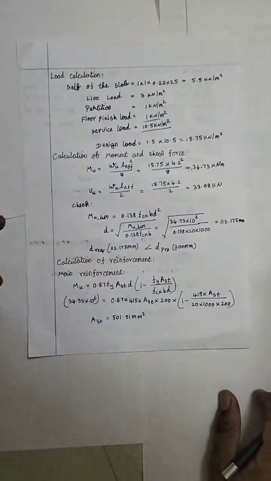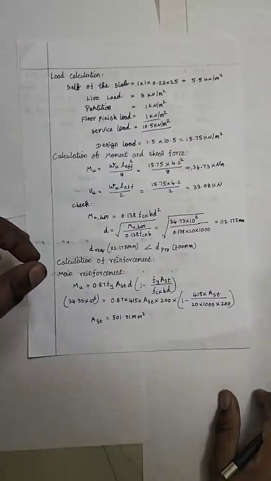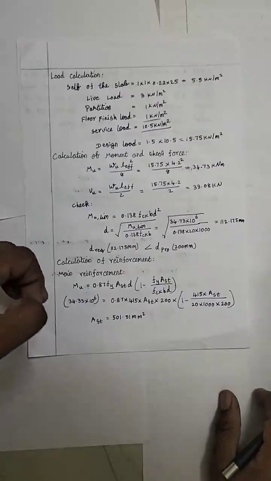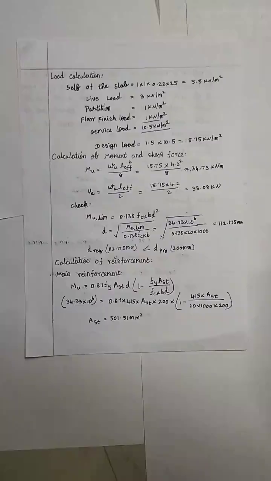We need to check this value with the limiting value, that is we need to check whether it is enough or we need to provide the minimum reinforcement, because for a slab we need to check the condition. The main condition is whether the calculated reinforcement is more than the minimum required reinforcement. If the calculated reinforcement is less than the minimum required, then we need to consider the minimum required as the actual reinforcement of the slab.